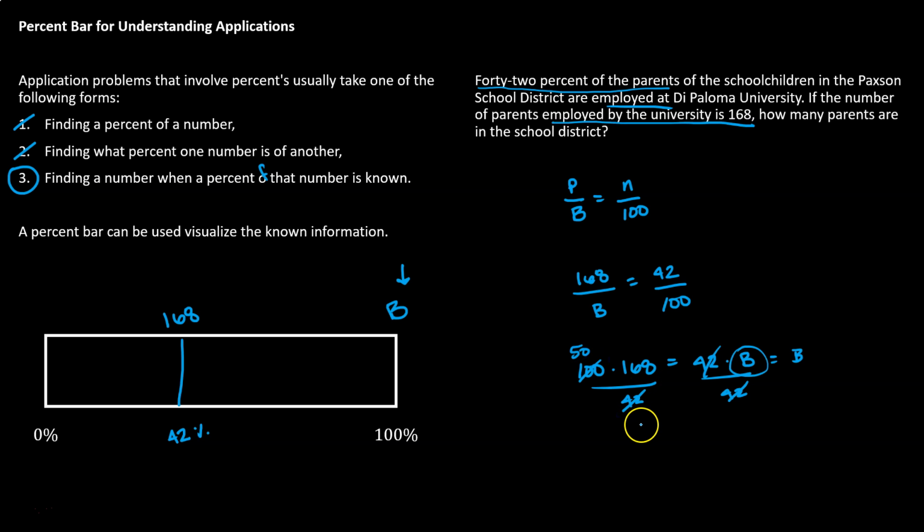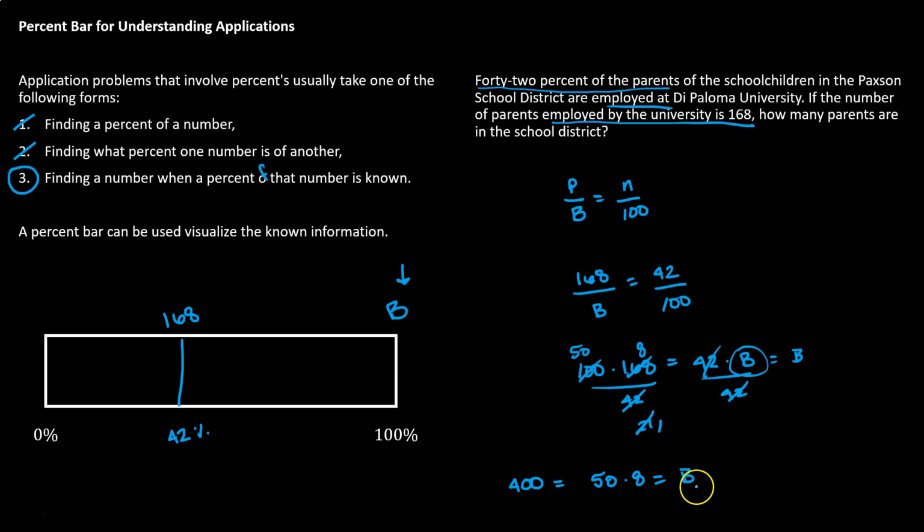42 cut in half would be 21. If 21 can divide into 168, then we should try and divide that as well. So let's check. Yeah, in fact, 21 times 8 is 168. So I can do 8, which leaves us with 50 times 8 on the left is equal to that base b. 50 times 8 is going to be 400.